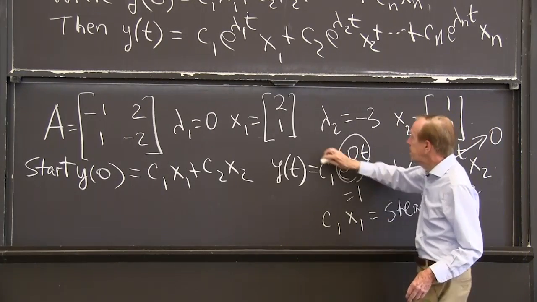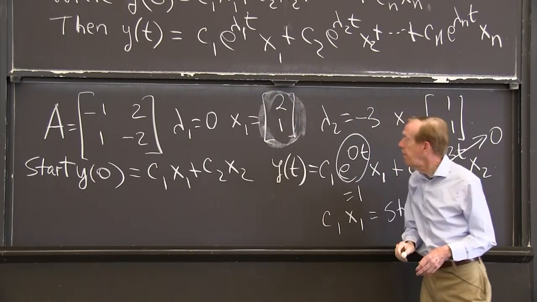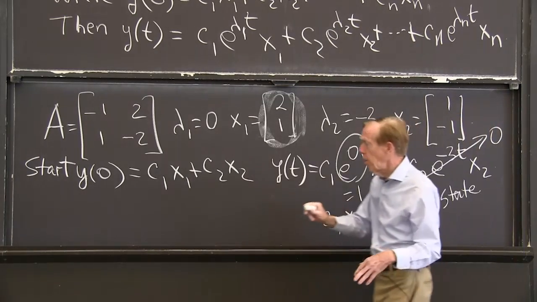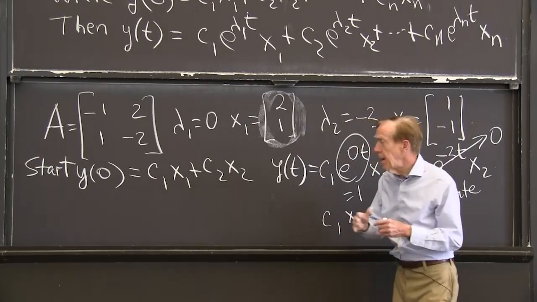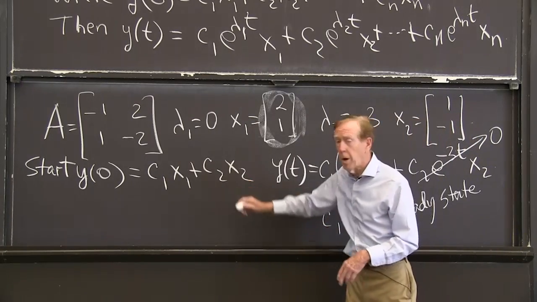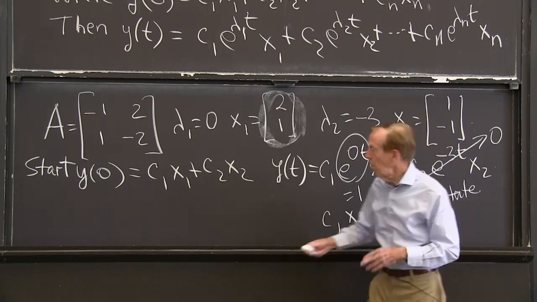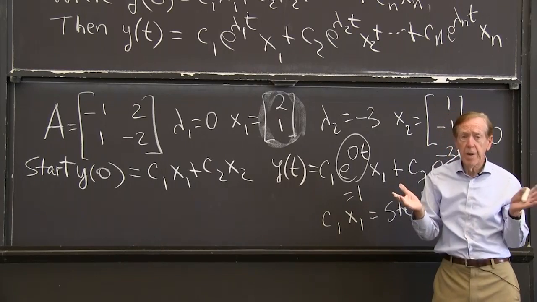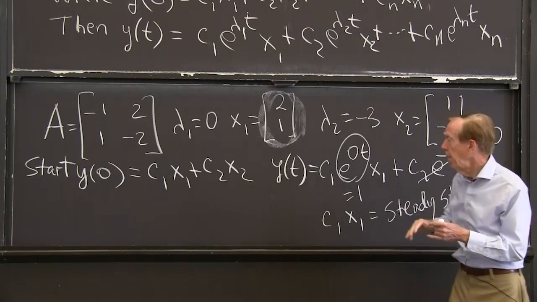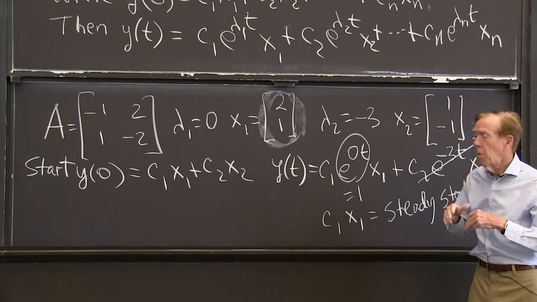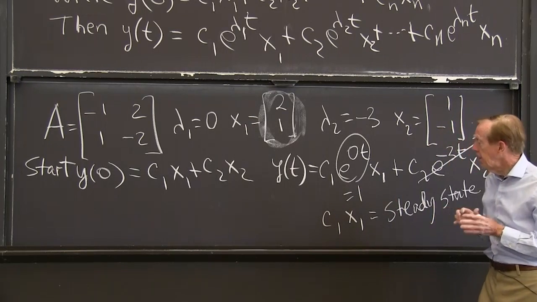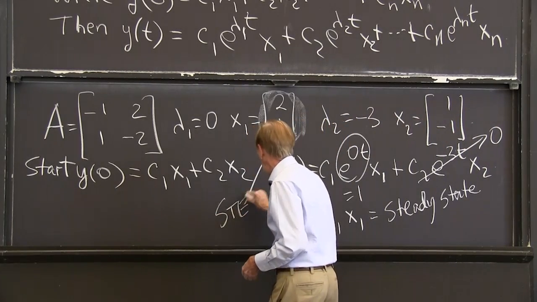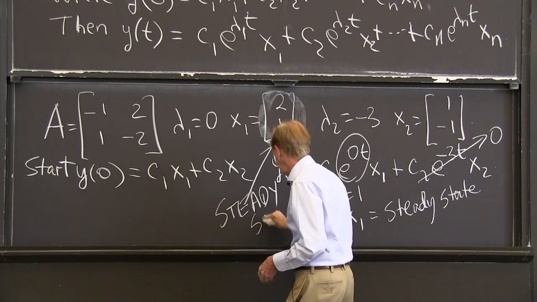And x1 was this. So what am I thinking? I'm thinking that no matter how you start, no matter what y of 0 is, as time goes on, the x2 part is going to disappear. And you'll only have the x1 part in that ratio of 2 to 1. So again, if we had movement between y1 and y2, or we have things evolving in time, this is the steady state.